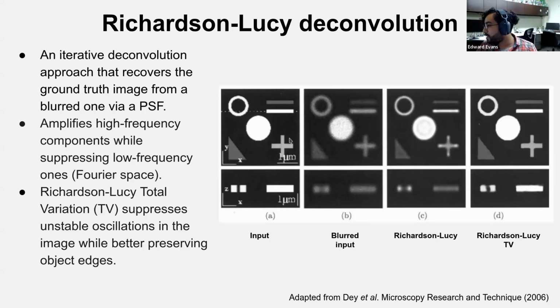And here's what it looks like. So here's the input image. Here's a synthetically blurred image. The original implementation, which is Richardson-Lucy. And then when you include total variation, which has some regularization factors to help with noise that's amplified during the process, you do get better lateral and axial resolution.